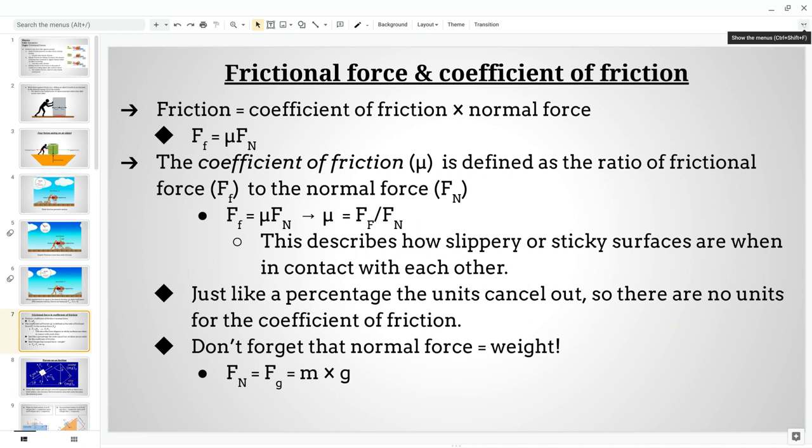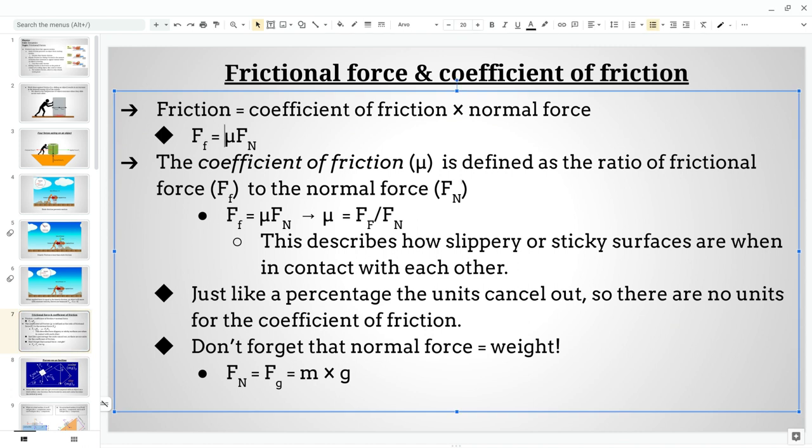Okay, so let's get to the nitty-gritty. If we do some algebra with the frictional equation here, we can see that the coefficient of friction is the amount of frictional force divided by the normal force, which is how hard the floor is pushing up on something. But how about we put this in easy terms?